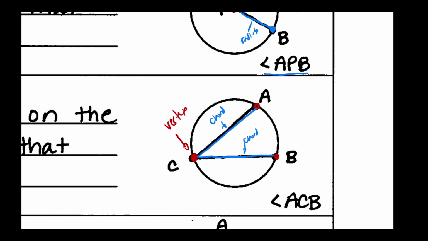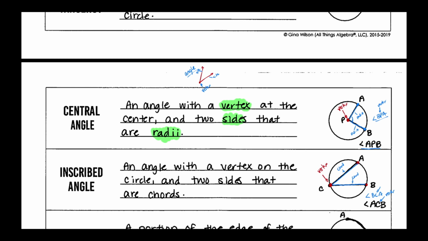And this would be angle ACB, or you can say angle BCA. Remember, that point in the middle is your vertex. Okay, so those are the two types of angles we have inside circles. We have a central angle, and we have an inscribed angle. For a central angle, the vertex is at the center. For an inscribed angle, the vertex is not at the center. It's on the circle.